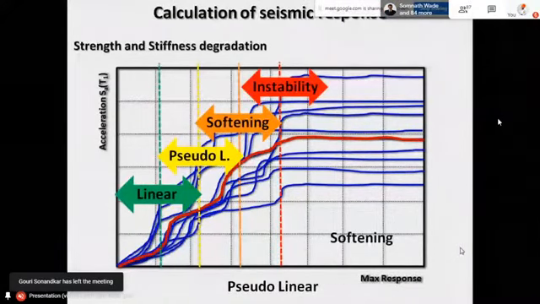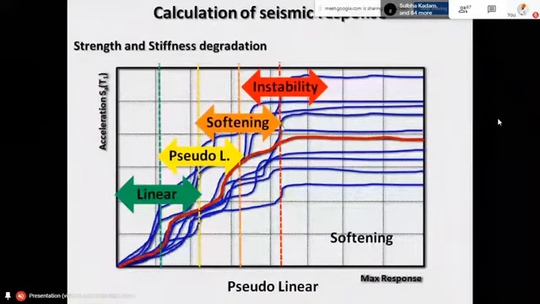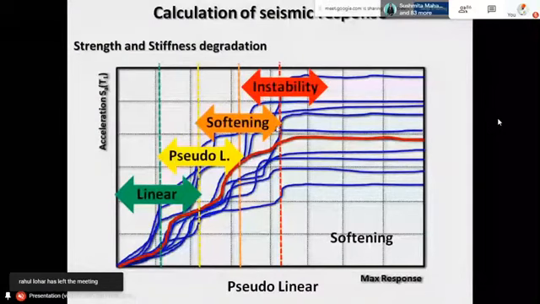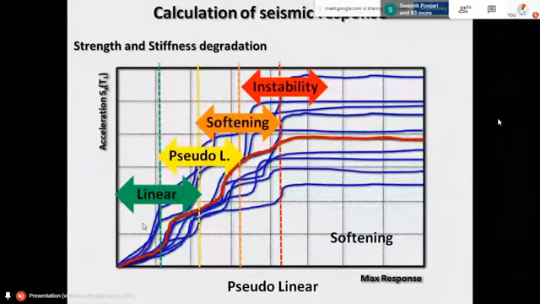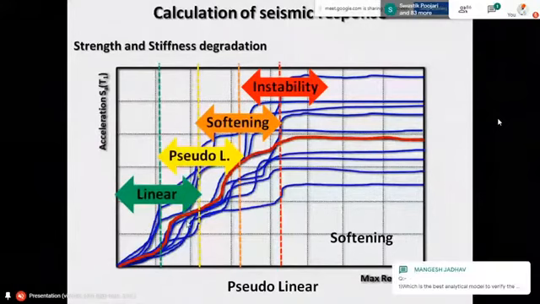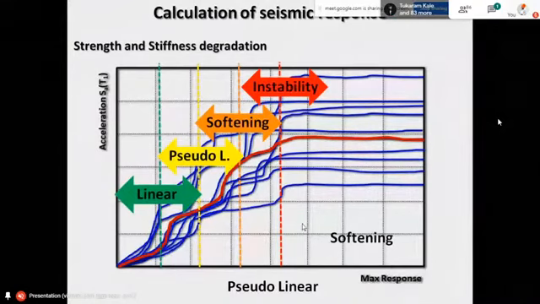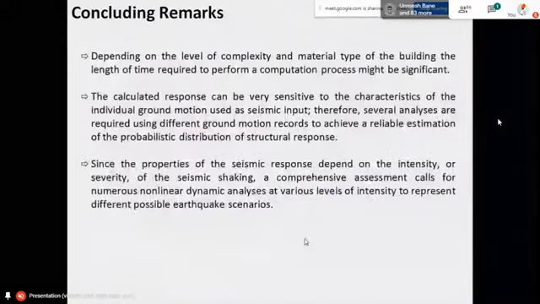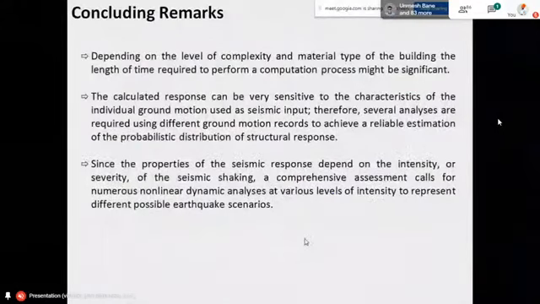This particular curve gives, from this to this range, the behavior of the structure is said to be softened. That is, stiffness degradation is there. From this to this, it is linear. The curve is behaving as linear. After that, element cracking is there. Then pseudo-linear is there. Softening, instability. These are the different stages I have defined. So this is about the incremental dynamic analysis.